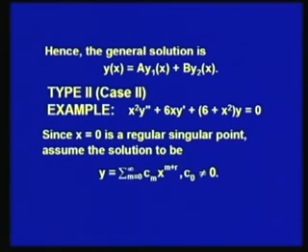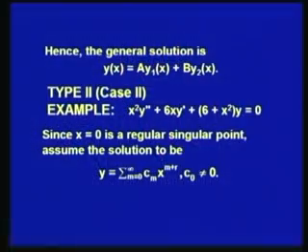Now let us study the second case of the second type, where we had said that the indicial roots differ by an integer, and one of the coefficients of the solution becomes indeterminate. So how to deal with such type of differential equations? Let us consider the differential equation x square y double dash plus 6x y dash plus (6 plus x square) into y equal to 0.